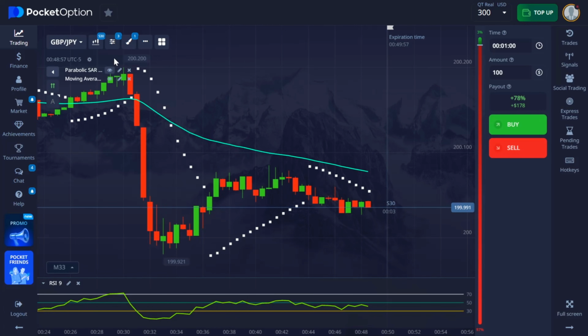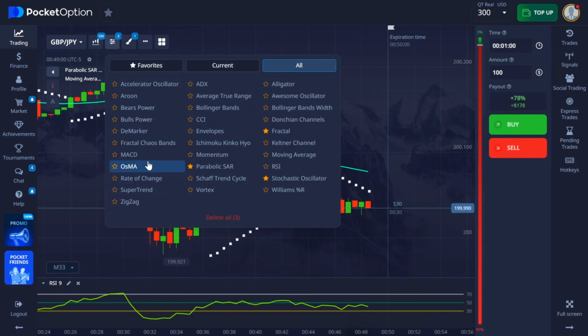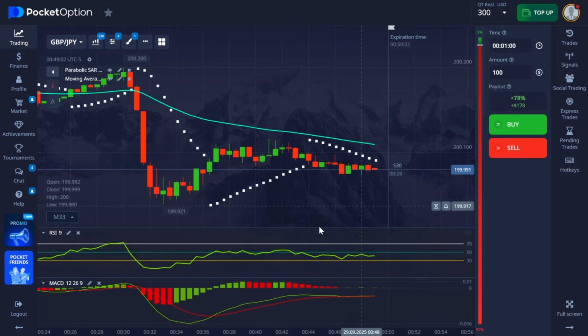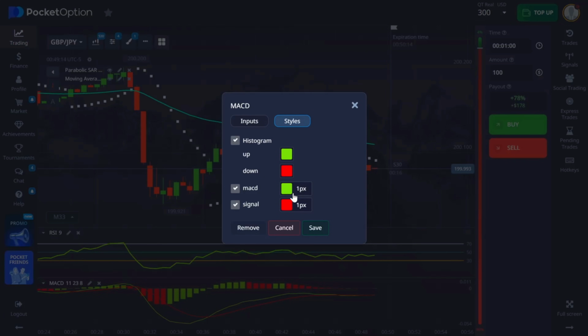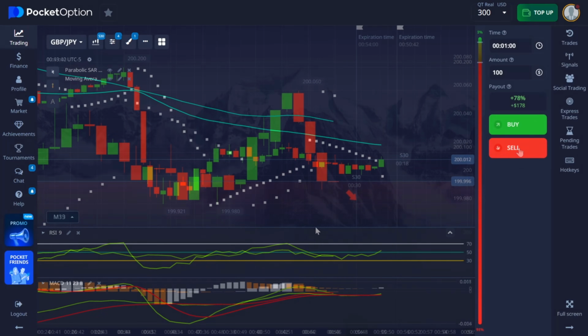For the final indicator, it's gonna be MACD, the boss. Okay, and I'm gonna set this to 11, and then this to 23. I'm gonna set this to 8. Okay, then I'm gonna just think the lines, right? I'm gonna change the color of the histogram. See what I'm saying? Then I'm gonna hit save.